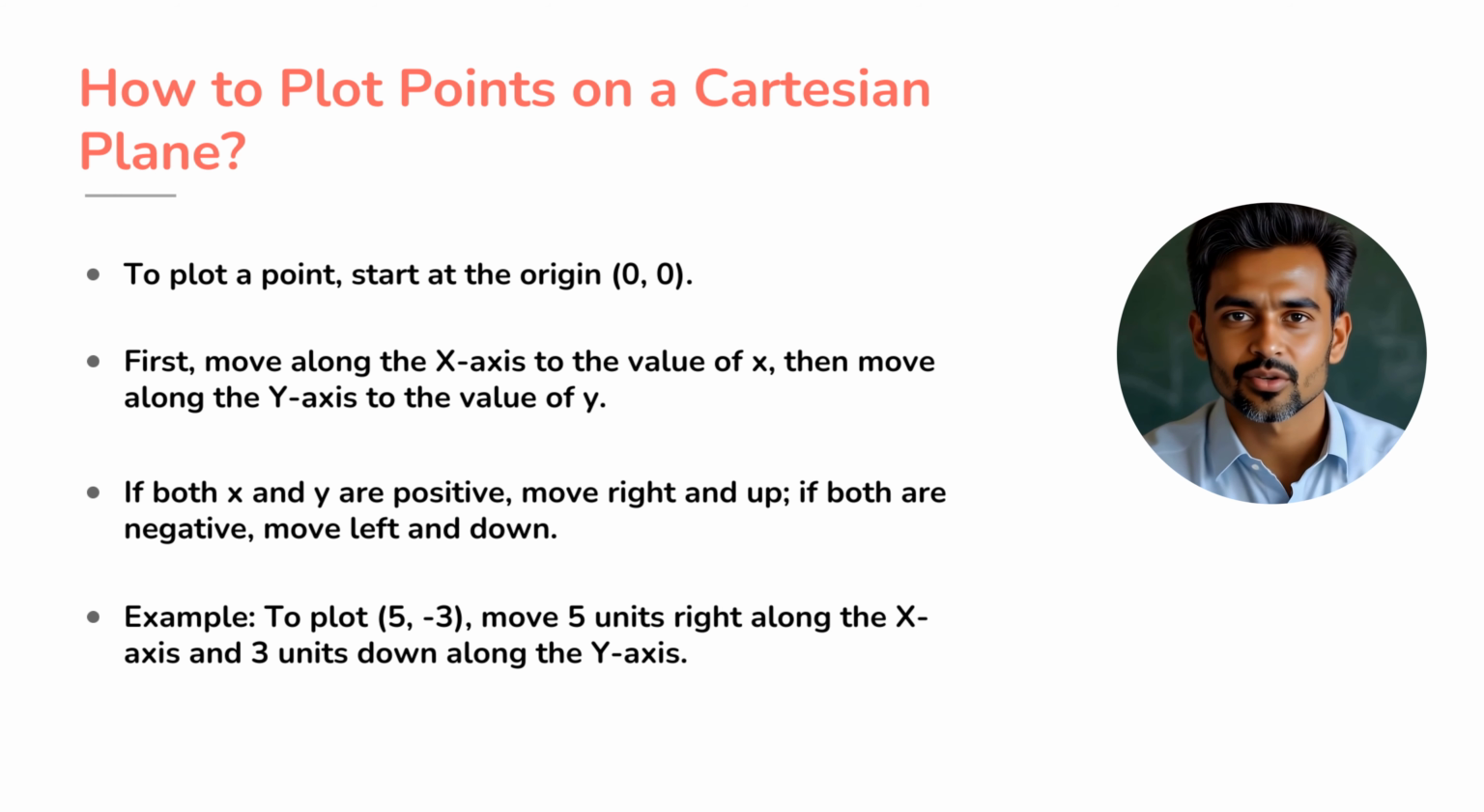For example, to plot the point (5, -3), we first move 5 units right along the x-axis and then 3 units down along the y-axis. This process is the same for all points. So, let's look at how we plot a few more points.